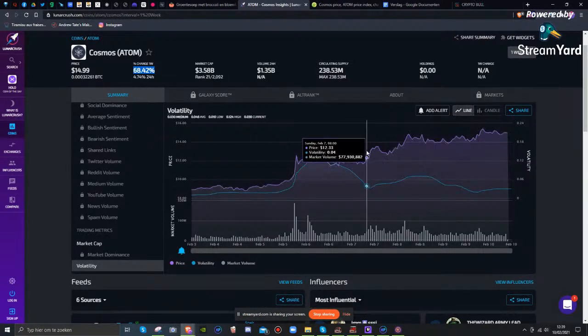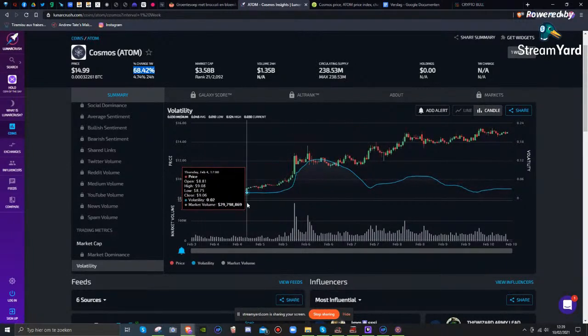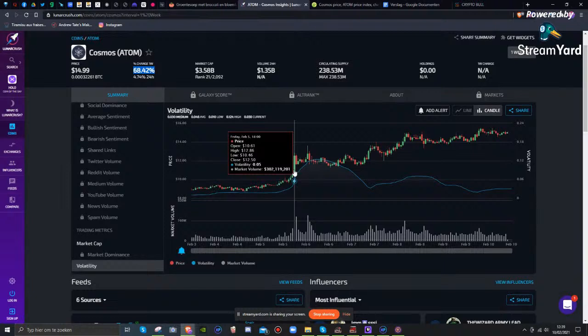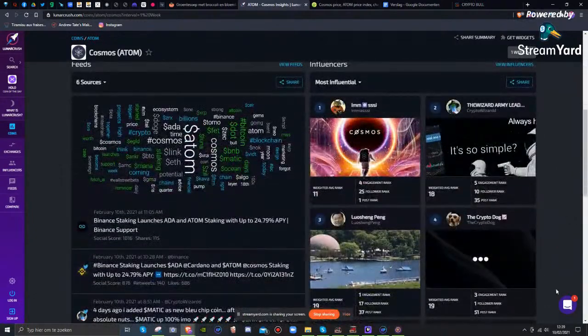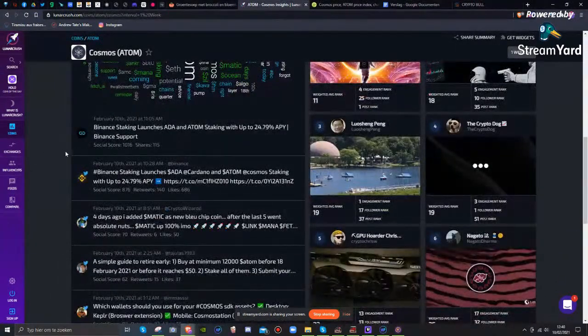If you can choose between a line or a candle to measure your averages, I would say take your line. If you really want to know what's up, take the candles. If there's more green than red, it implies it's a good project. If there's more red than green, it implies something's off. In any case, sources. I see a lot of hashtags used in combination with it. I see here Binance staking launch and Atom staking, which implies staking is now available on Binance. Good to know for those already holding Atom or Cosmos.